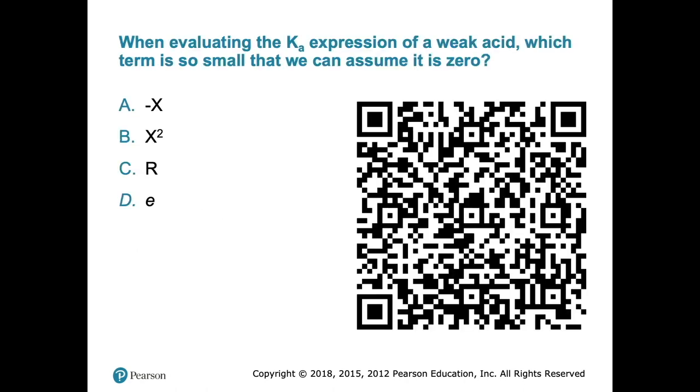All right, so when evaluating a Ka expression of a weak acid, which term is so small that we can assume that it's zero? Which term is so small that we can assume that it is zero? Yes, that is correct. This is the last thing we're doing. You just really need to go through that to be able to work the problems in discussion.